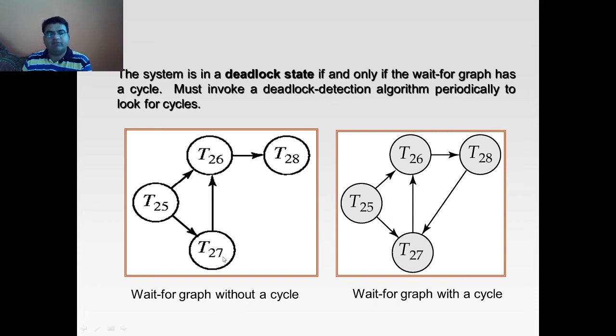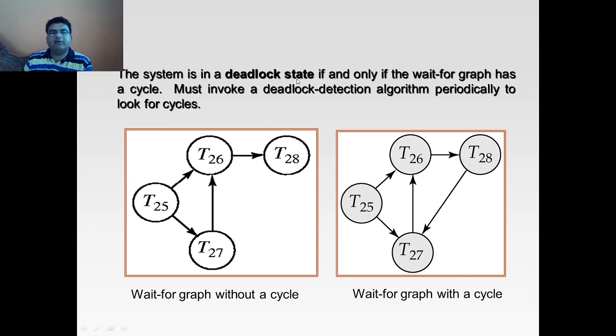T25 is waiting for T27, T27 is waiting for T26, and T26 is waiting for T27. So there will be no cycle. But if you look clearly at this graph here, T27 is waiting for some data item that is held by T26. T26 is waiting for the data item held by T28, and T28 is waiting for the data item that T27 holds. So it's a cycle, and the cycle indicates deadlock.